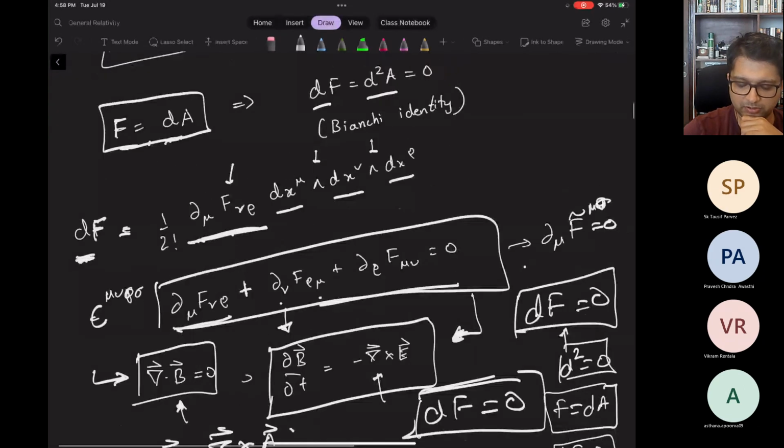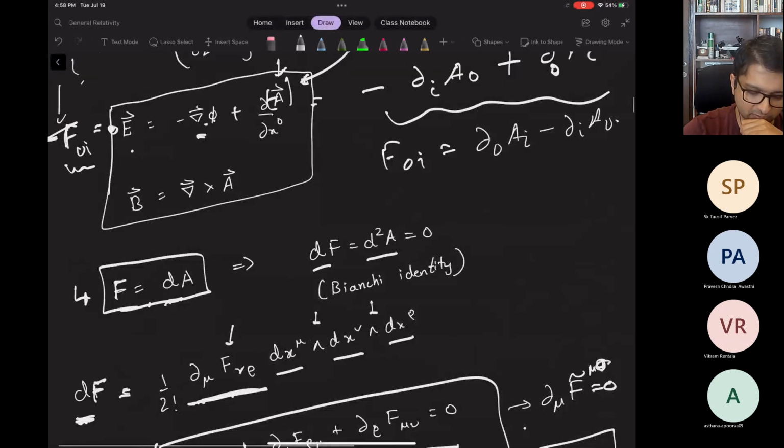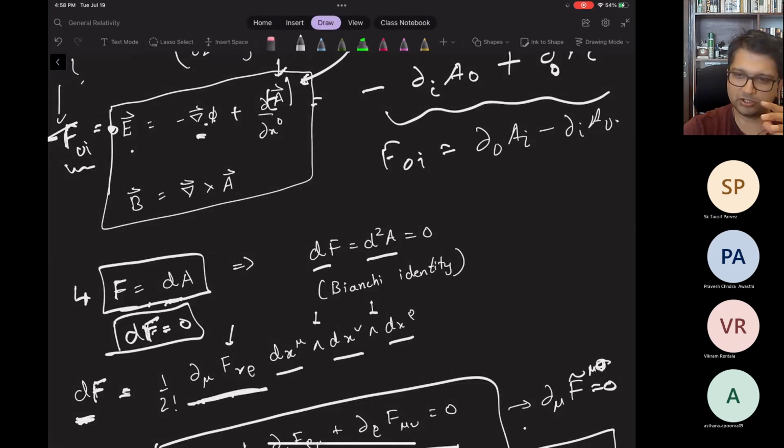In fact, the fact that F is equal to dA and dF is 0, these equations will not change in any spacetime background. It's the other equations that change when you have a different metric on the manifold. So sir, in any arbitrary curved spacetime, this dF equal to 0 will hold. So those two equations will always be true. Right.